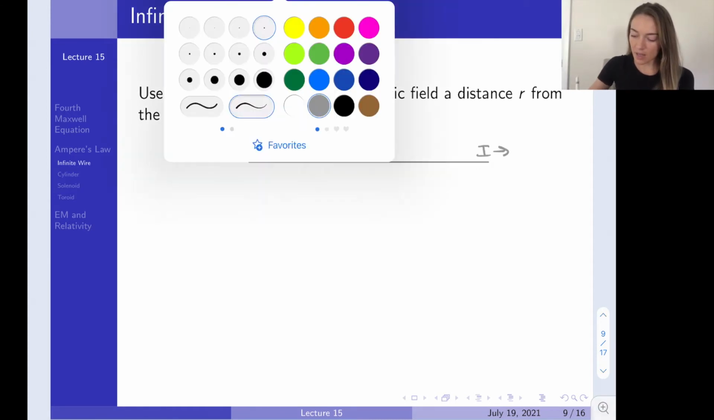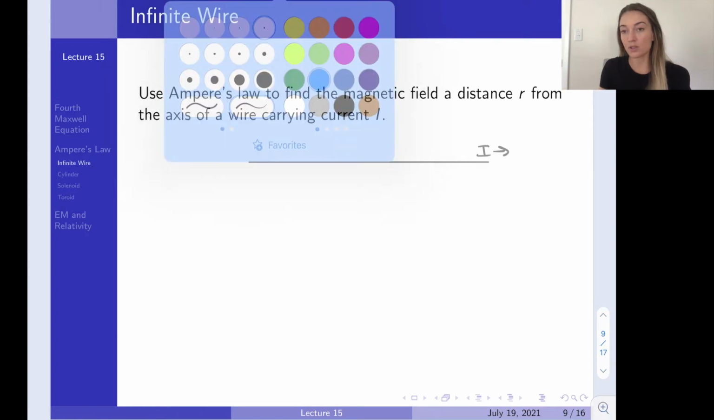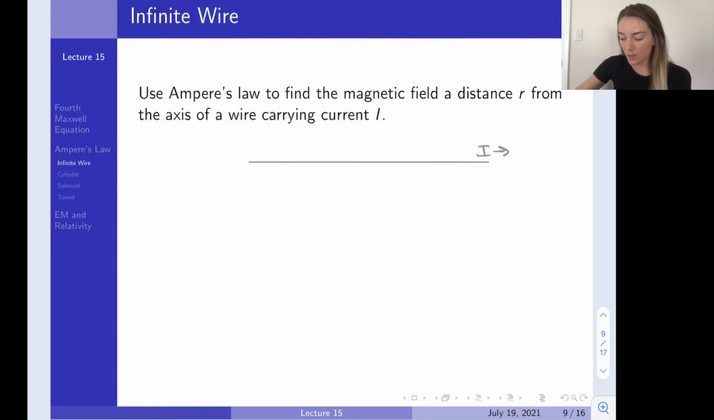Now again, you're going to have to know what the magnetic field looks like beforehand. In the case of a wire, you have to know that the magnetic field is going to curl around that wire. That way you know where to draw your Amperian loop. So I'm going to draw my Amperian loop around the wire like this, and this Amperian loop has some radius r.